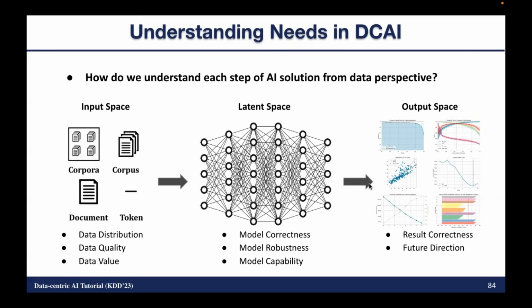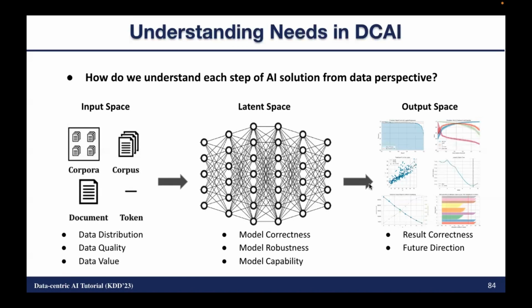For the input space, for example, we want to understand what the data distribution is, what the data quality is, and also what the value of the data is. And for the latent space, we are more likely creating some sort of data from our heuristics, so that in this way we will be able to understand the model correctness, model robustness, as well as model capability.